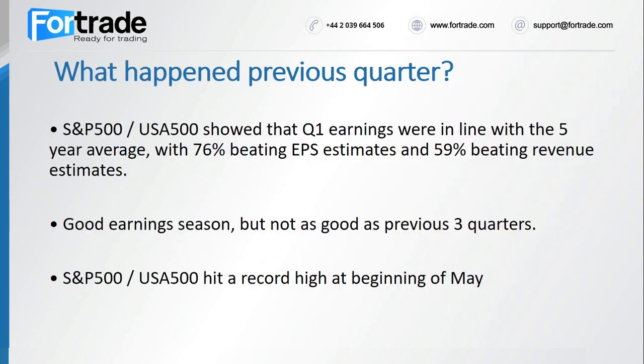First quarter results from the S&P 500, that is the USA 500 index, showed that earnings were in line with the 5-year average, with 76% beating earnings per share estimates and 59% beating revenue estimates. It was a good earnings season, but it couldn't match the 3 previous excellent results. However, investor expectations were lower, so the results generally continued to boost the USA 500 to a record high at the time, at the beginning of May.